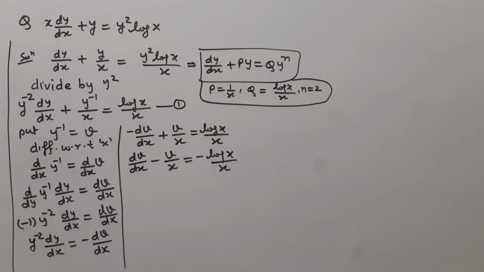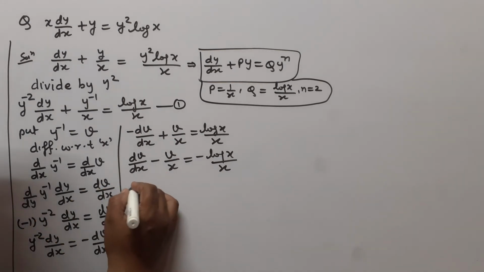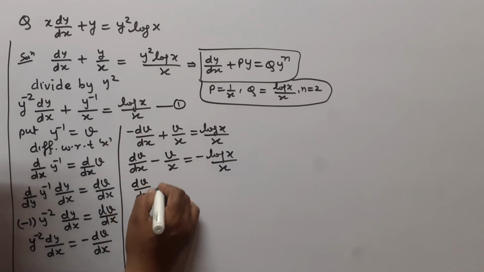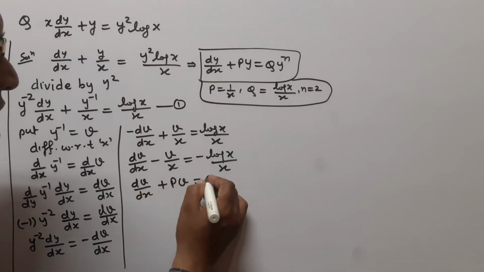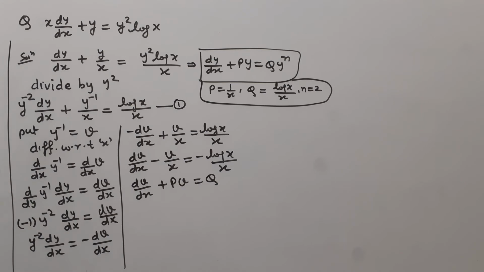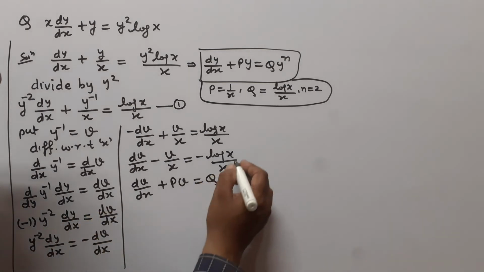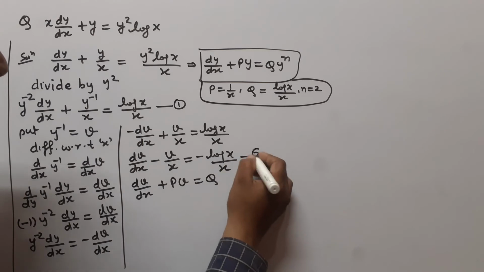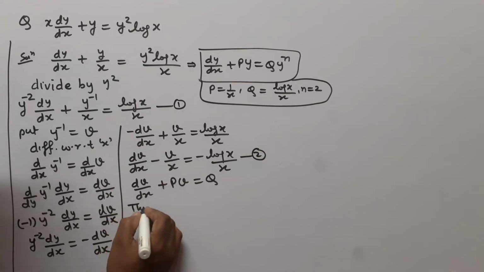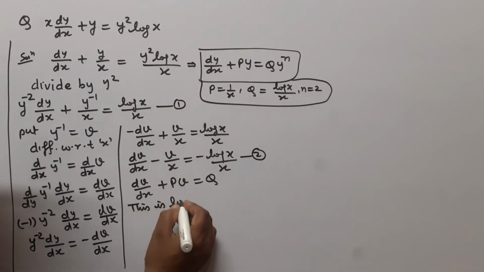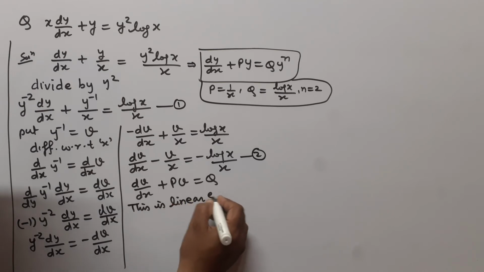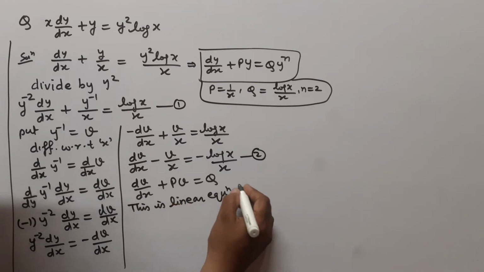We can see here this is dv by dx plus pv is equal to q. This is the linear equation in v. So suppose this is the second equation. So this is a linear equation in v.